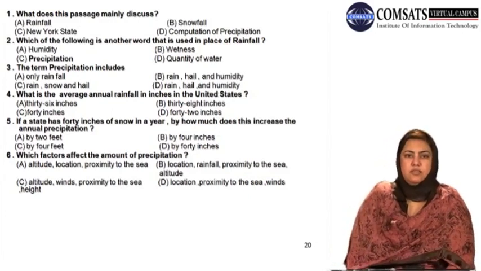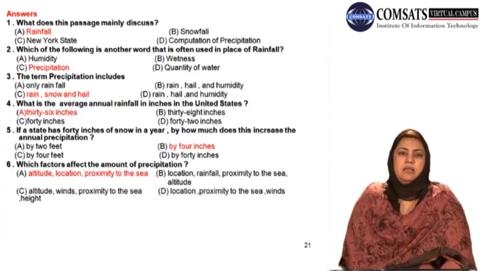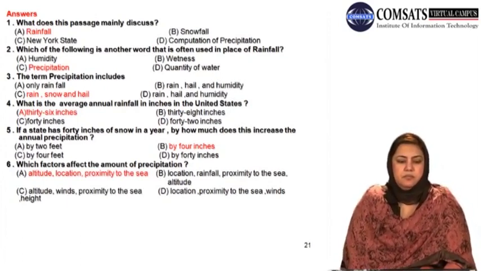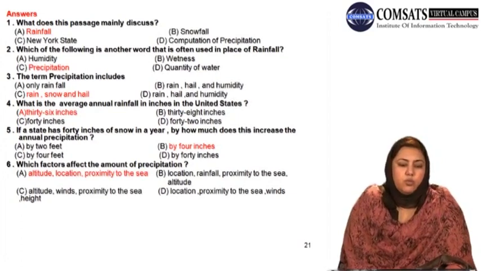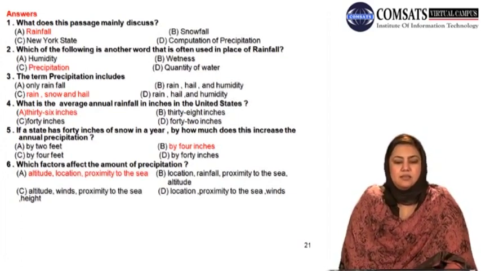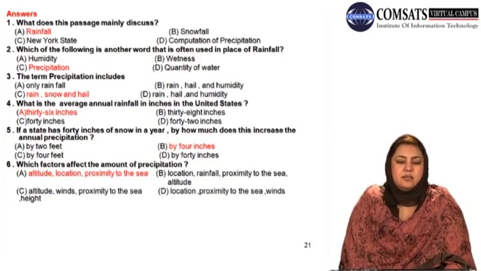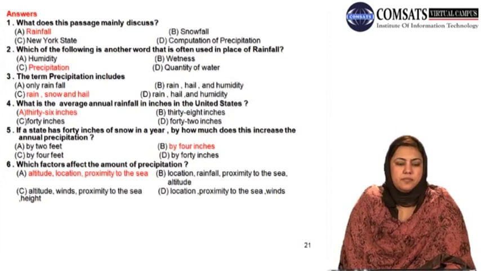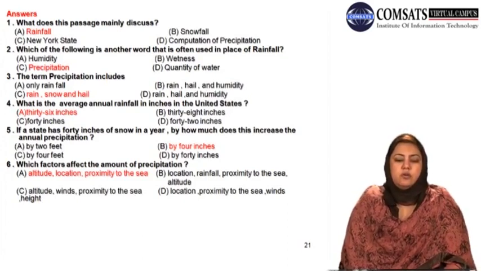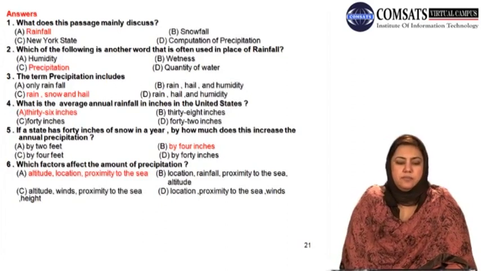Should we go to the answers of these questions now? Okay, here we have the answers. Question number 1 was, what does this passage mainly discuss? Well, the passage mainly discusses precipitation or rainfall, which includes all the snowfall and rain. Of course, the passage was not about New York State only. It was not about snowfall only. It was not also about computation of precipitation only.